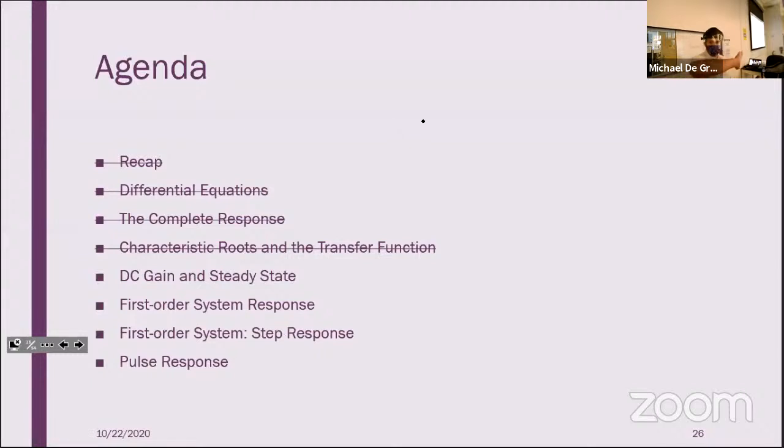All right. Any questions on characteristic roots? Remember, the characteristic roots tell us something about the unforced dynamics of our system, right? They're important. They help define our system.